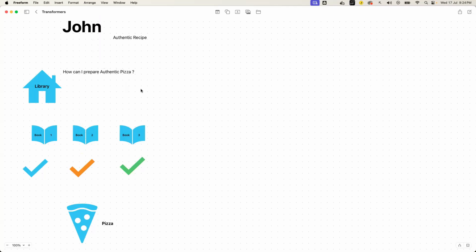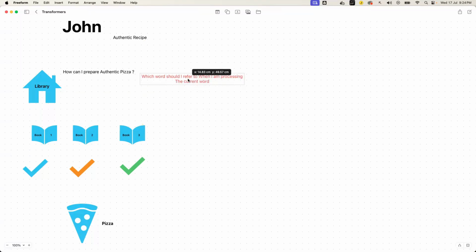When it is processing the current word, it has to look at the other words for the required information. Just like John had a question, how can I prepare the authentic pizza? The self-attention layer has a question too: which word should I refer to when I am processing the current word? That's the question it has got.